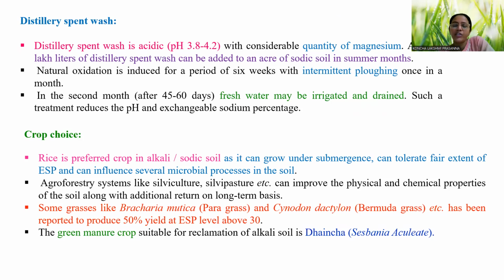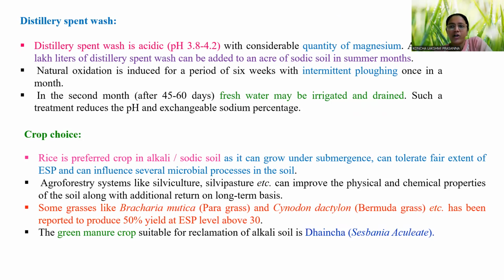The distillery spent wash has a pH of 3.8 to 4.2, and it also has magnesium content present in it. This can be added to the sodic soil in the summer months. Then natural oxidation takes place for a period of 6 weeks with intermittent ploughing. Then after the second month, after 45 to 65 days, fresh water may be irrigated and drained. Thereby, it reduces the pH and also the sodium percentage.